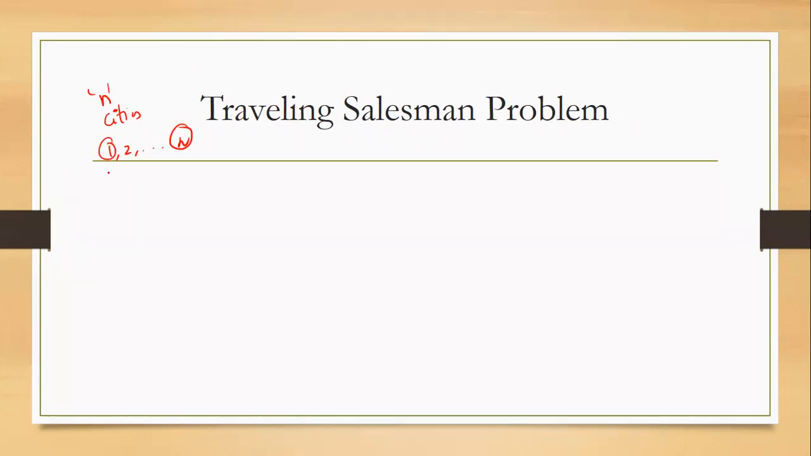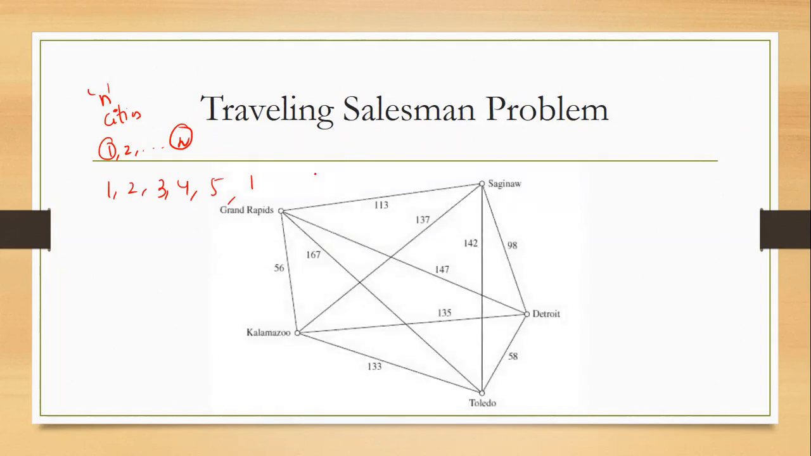Suppose we have 5 cities, he will visit 1, 2, 3, 4, 5 and then come back to the starting point. For example, suppose the salesman wants to visit the cities given in the figure: Detroit, Toledo, Saginaw, Grand Rapids and Kalamazoo. In which order should he visit these cities to travel the minimum total distance?